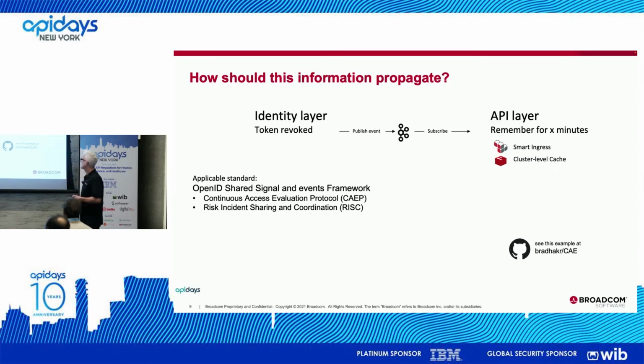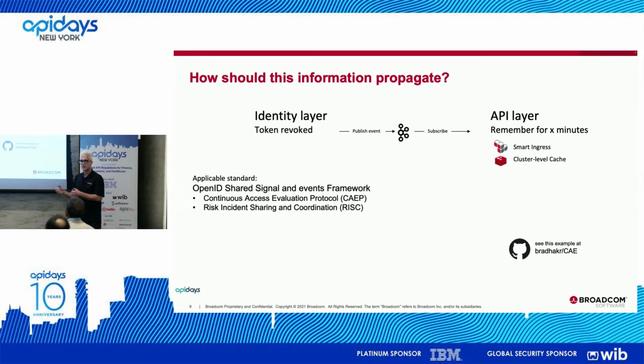So here's the first GitHub repo. My esteemed colleague, the author of that repo, is actually in the room here. I've got a number of layer 7 homies with me. So, how should this information propagate? You've got the identity layer, which presumably would be responsible for receiving the revocation of a token. So if a token is revoked, then an event is published.